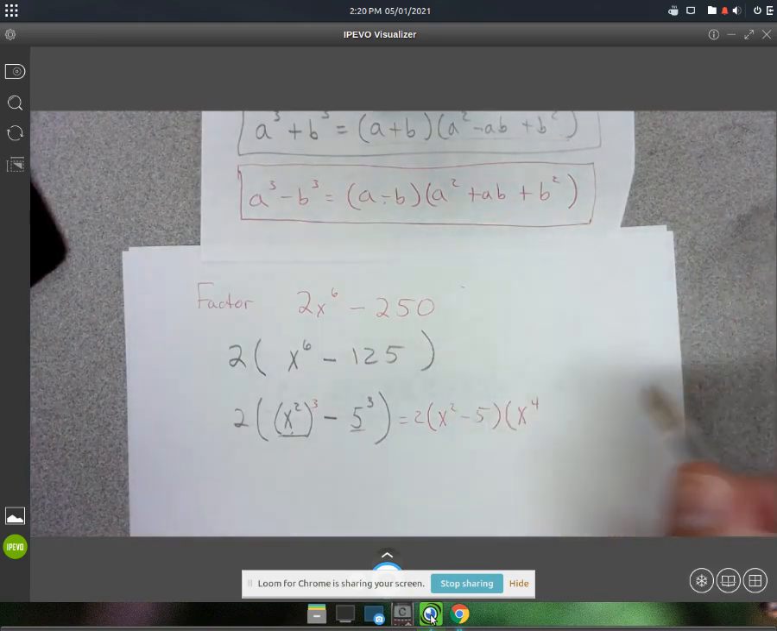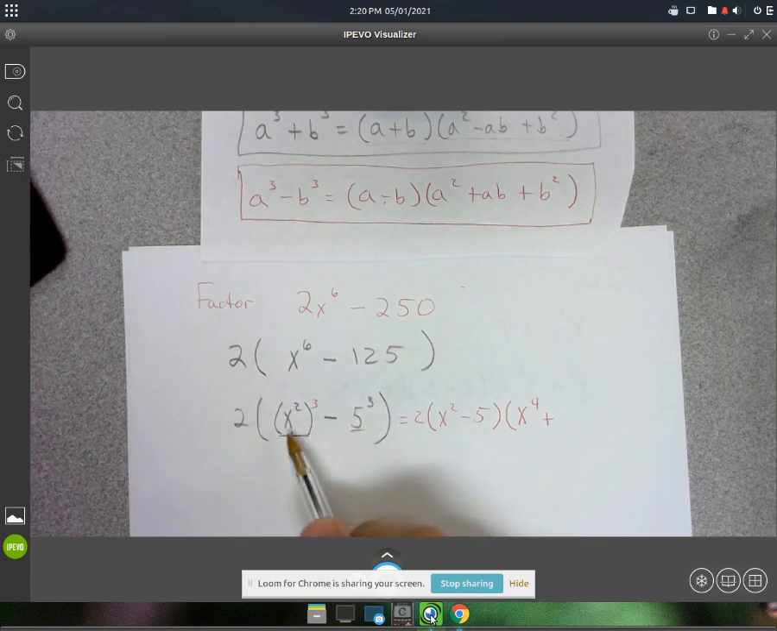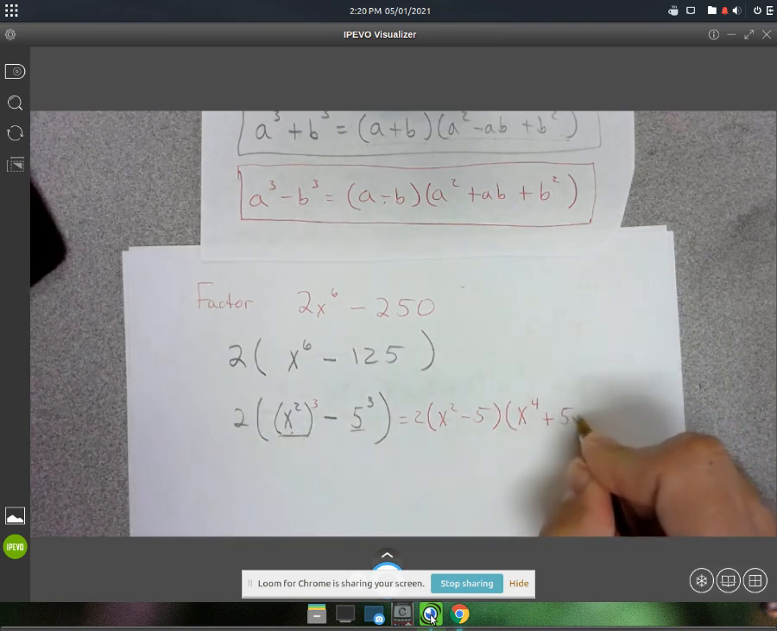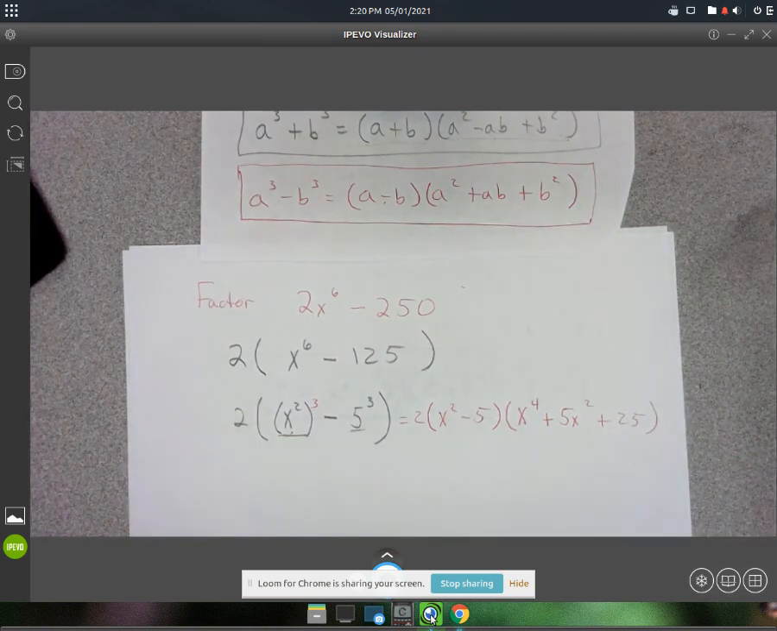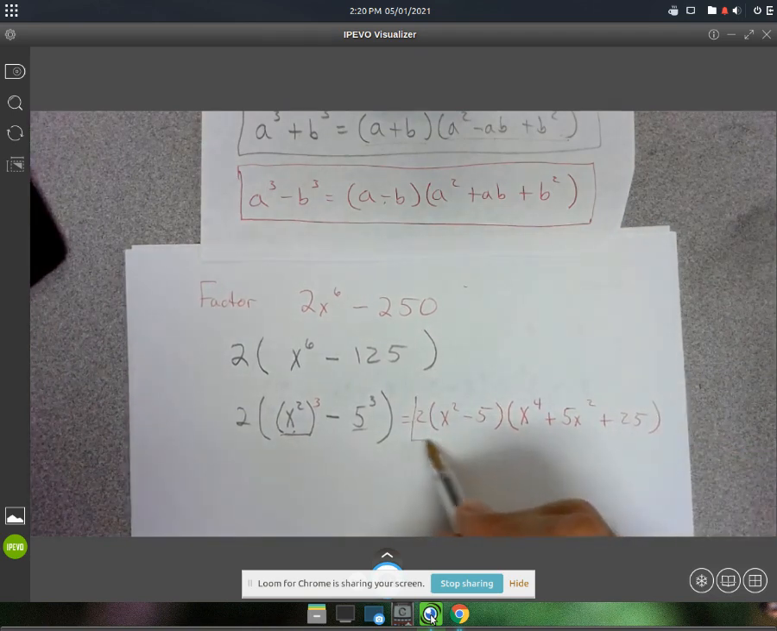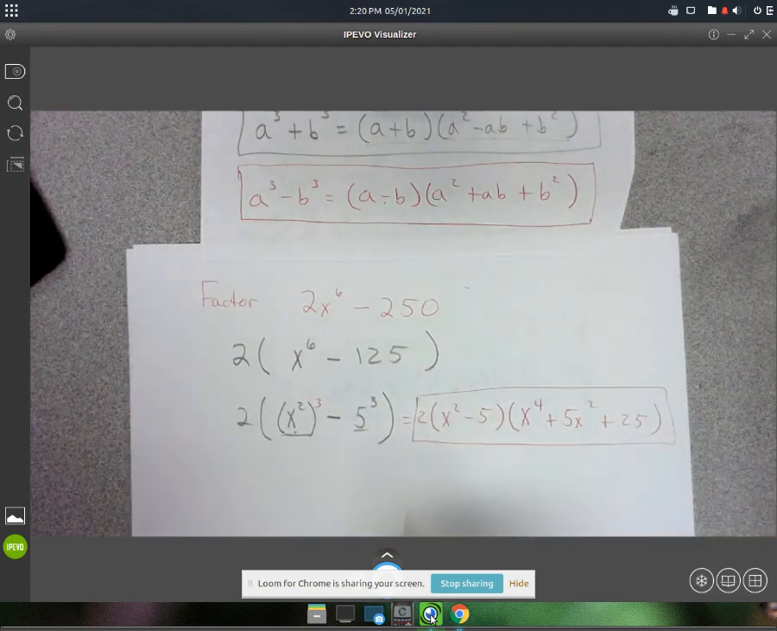And then A times B, plus. That's going to be a 5 and then an x squared. And then B squared is going to be 25, so 5 times 5. And that's it right there. It's all factored nice and neat for us. Great.